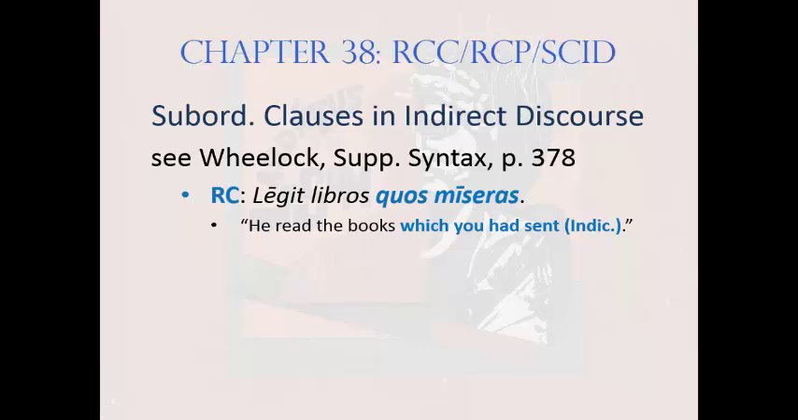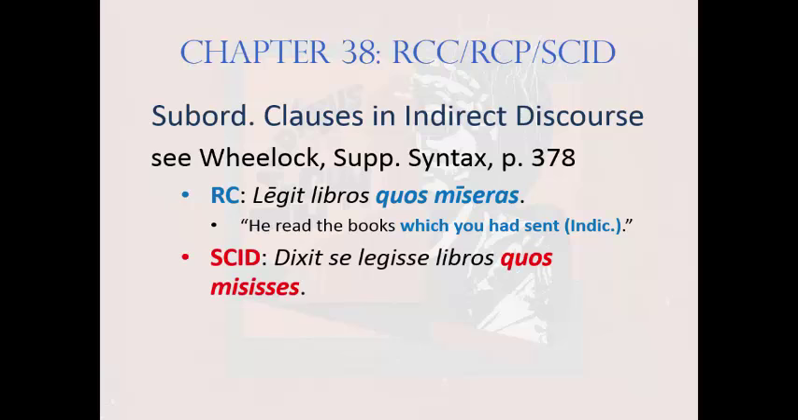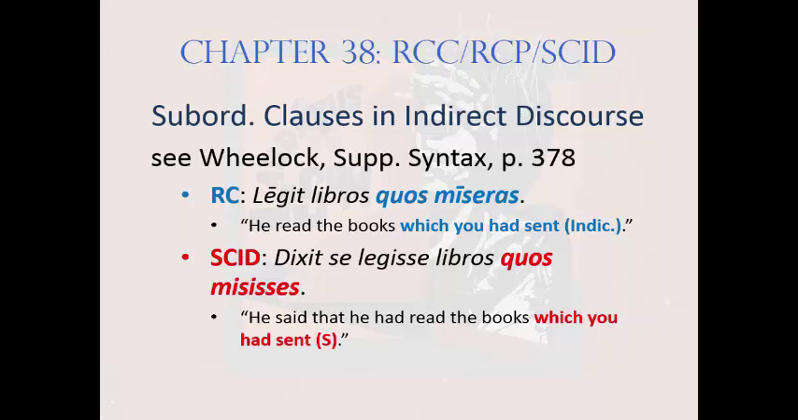But put the relative clause inside more complicated syntax, like "dixit se legisse libros quos misisses," meaning "he said that he had read the books which you had sent," and the verb miseras will become subjunctive, misisses, just because the clause is now inside indirect statement. There's still nothing uncertain about your having sent the books, and notice the tense stays the same. No sequence of tenses, no weirdness with tense at all here.